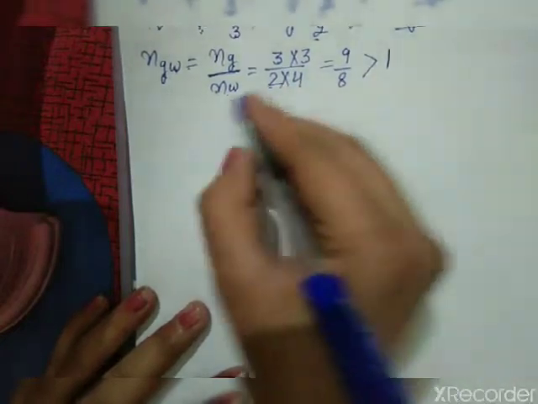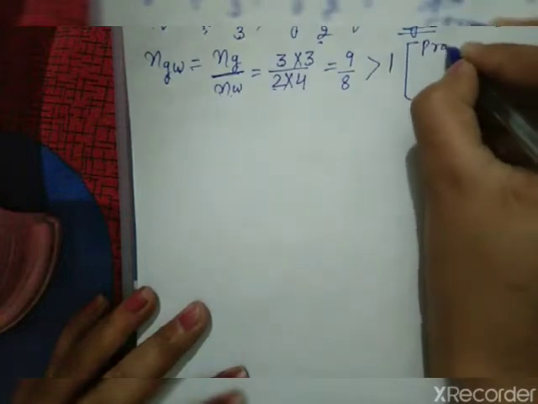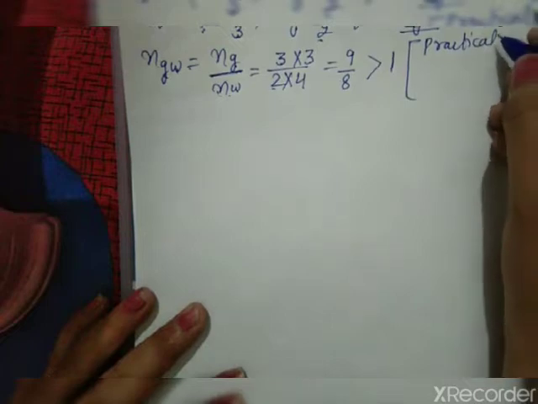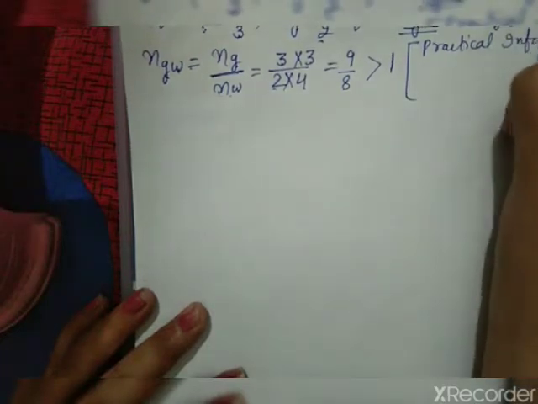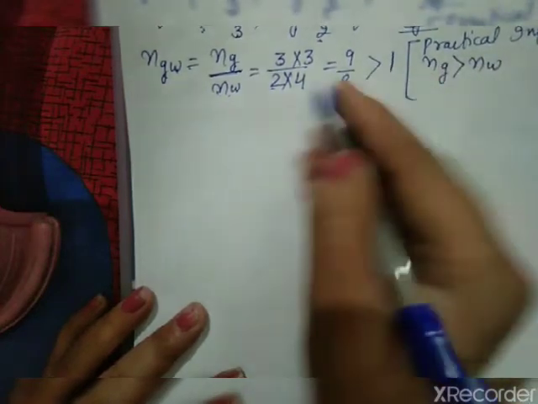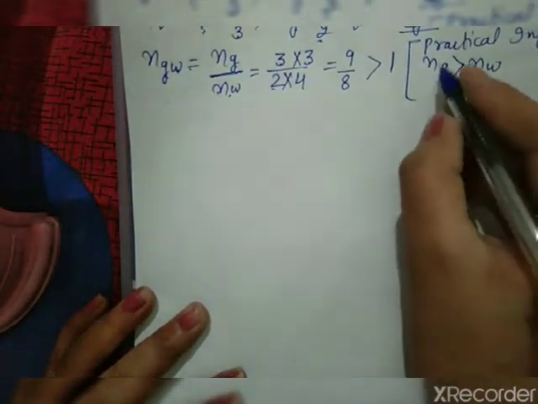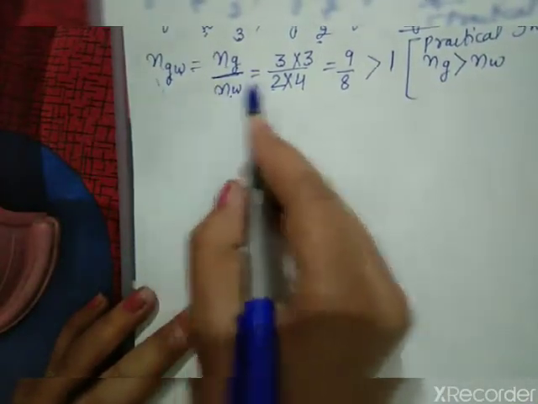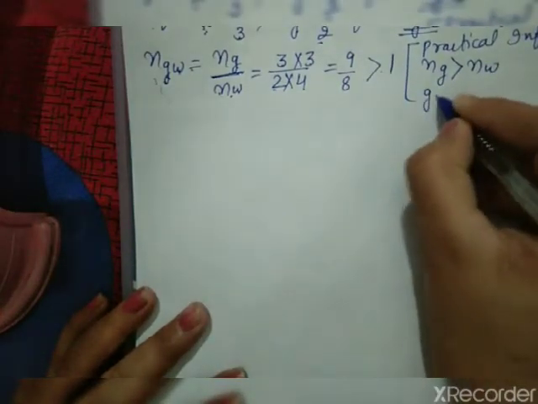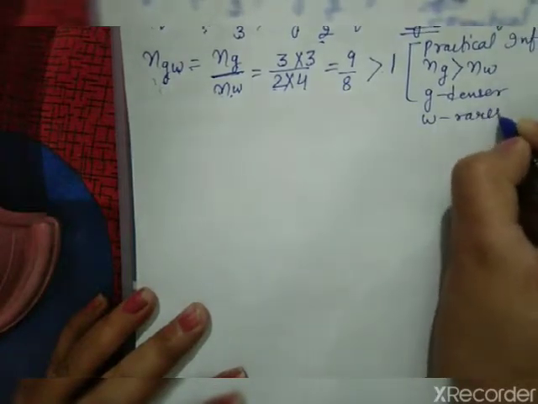What does it mean? What do we understand from this? What practical information do you receive from this value? Practical information that Ng is greater than Nw. Okay, it means if refractive index is greater than 1, then first medium is denser. Glass is denser as compared to water, which will be rarer.